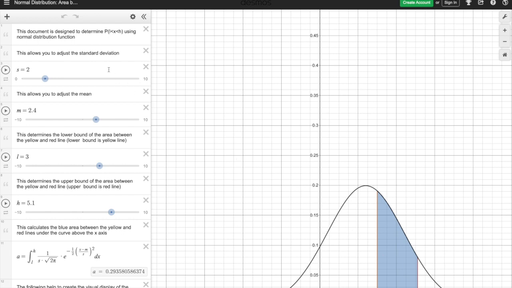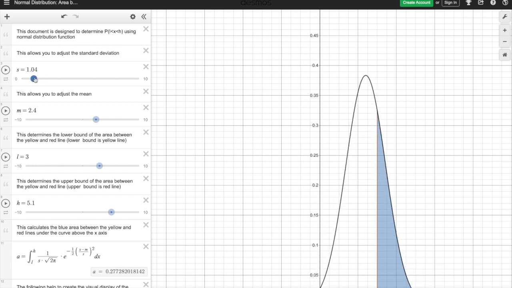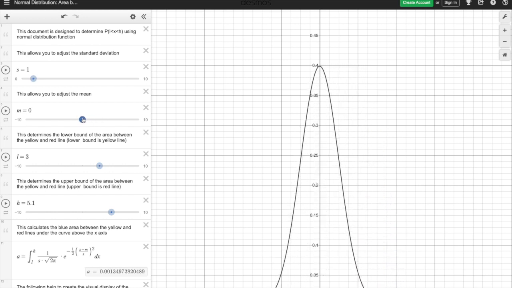To get started, let's make an adjustment by changing the standard deviation to 1 using this slider. And we'll need to change the mean to 0 using the second slider here. Okay, so now we're looking at a graph of the standard normal distribution, and we can use the rest of this worksheet to start calculating areas underneath the standard normal curve.